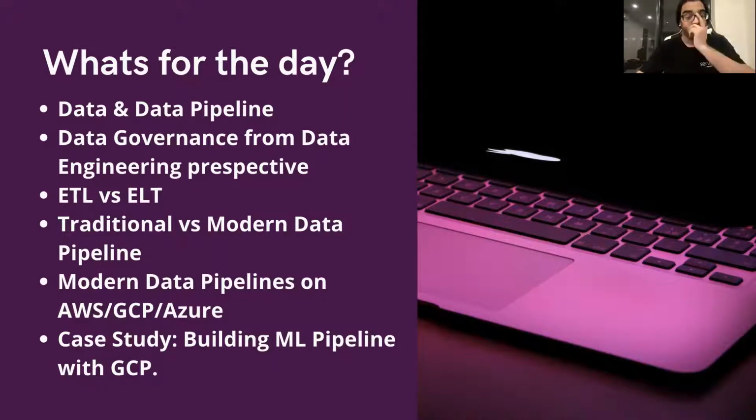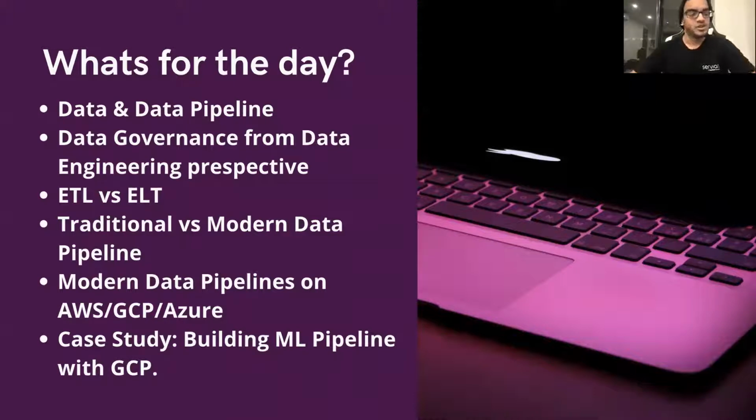Then I'll talk a bit about what ELT and ETL are, which one of them is more modern, and what are the scenarios where one is favored over the other. We'll then move into traditional versus modern data pipelines, which is mostly on-premise versus cloud. And then we'll have a look at some of the major cloud-based data pipelines, mostly on AWS, Azure, and GCP. And to conclude, I'll be providing what Servian builds on GCP, just a small example that we developed internally.